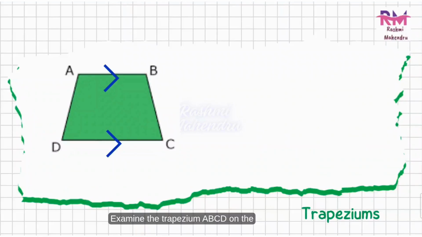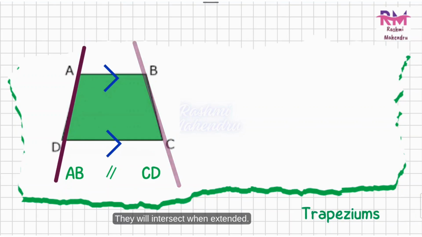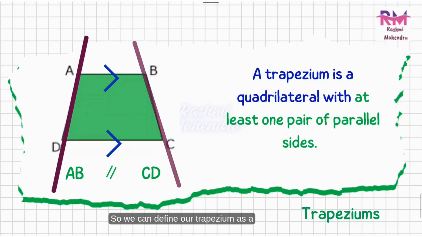Now examine the trapezium ABCD on the screen. Can you identify the pair of parallel sides? They are indicated by the arrows. So we can say AB is parallel to CD. But what about the other two sides, AD and BC? They will intersect when extended. That means our quadrilateral has only one pair of parallel sides. So we can define our trapezium as a quadrilateral with at least one pair of parallel sides. And trapeziums are also famously known as trapezoids.